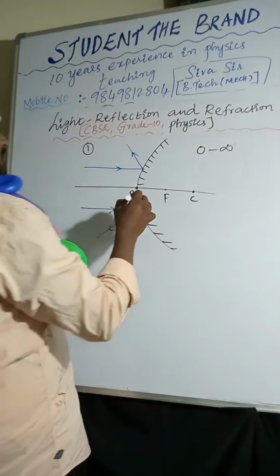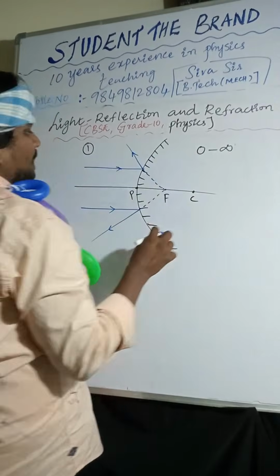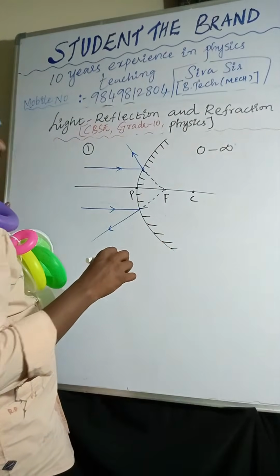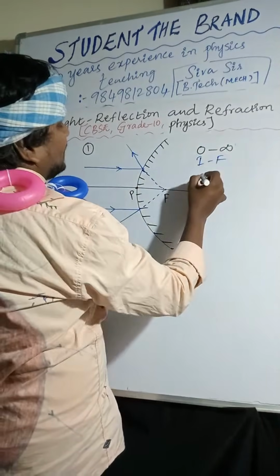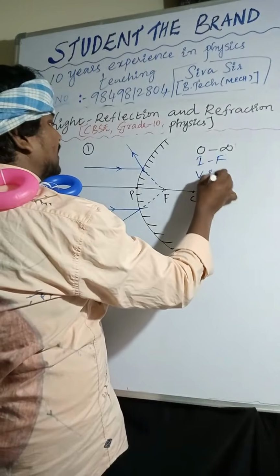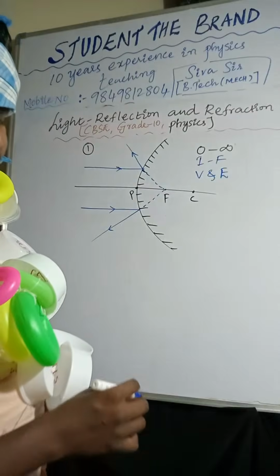So here I'm taking like this. This is one light ray, this is one more light ray. So I'm considering the object is at infinity. Image will form at focus. Nature of the image is virtual, erect and highly diminished.